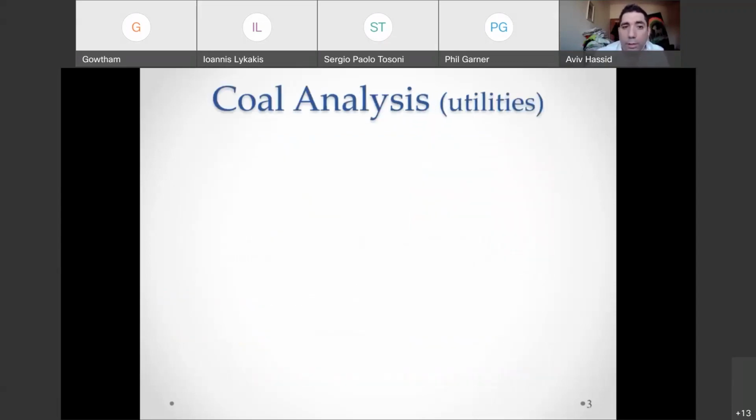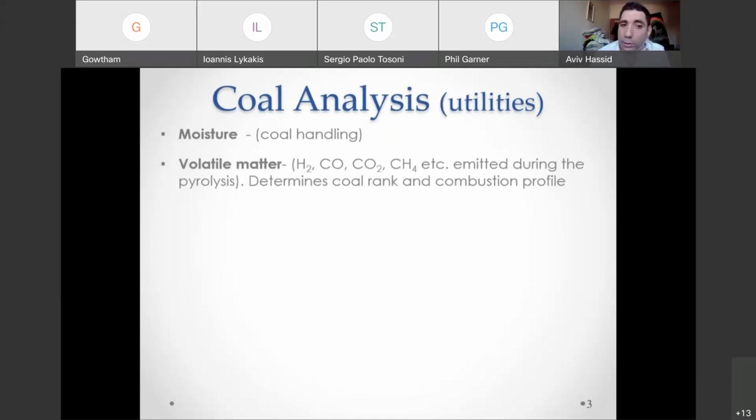Now, when we talk about coal analysis, we mainly mean four different properties. The first one is the moisture, the amount of water that is in the coal. The less the water, the better the coal rank is. The second is the volatile matter, which is the gases emitted during the pyrolysis process. It helps determine the coal rank and the combustion process profile.